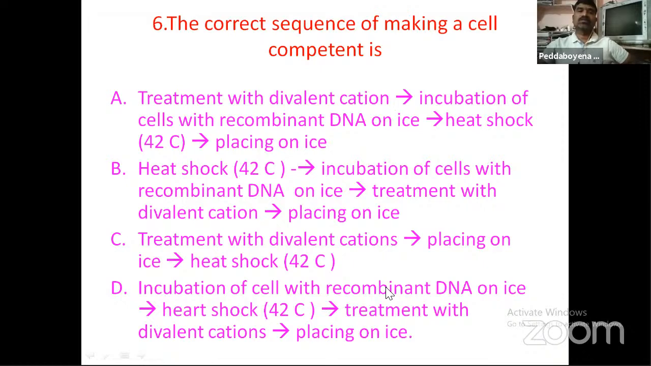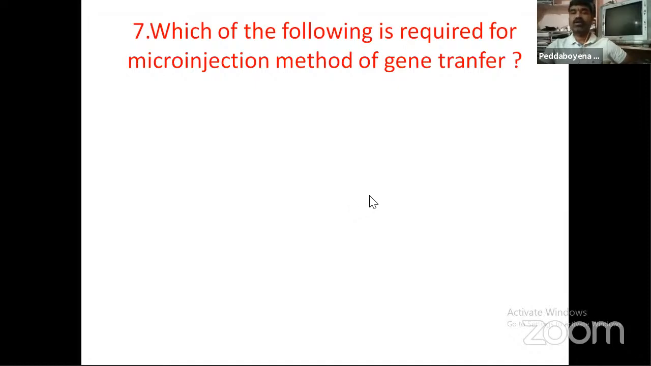So in this, you are already observing... So here, 42 first. Placing on ice, B is the answer. So next, which of the following is required for microinjection method of gene transfer?